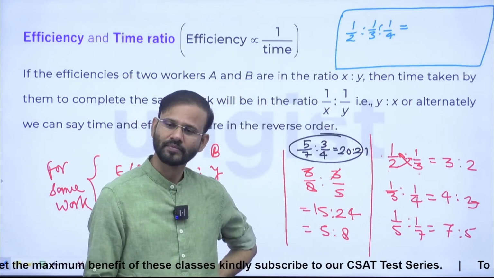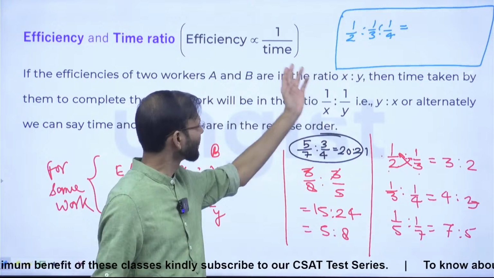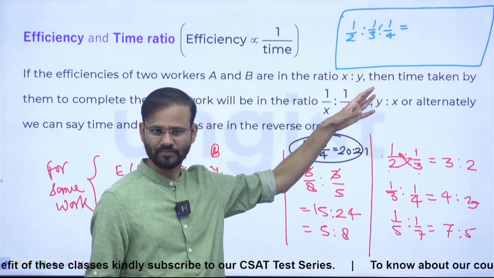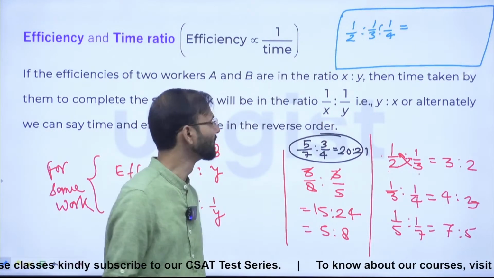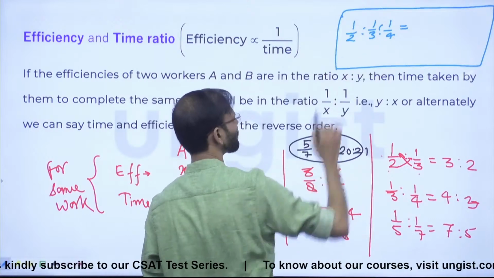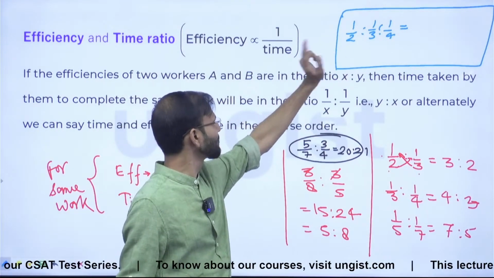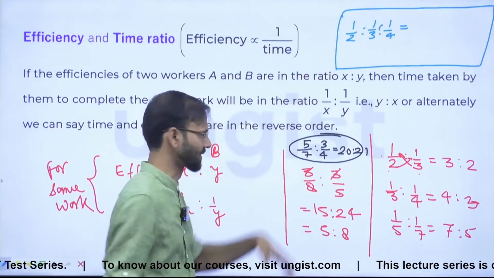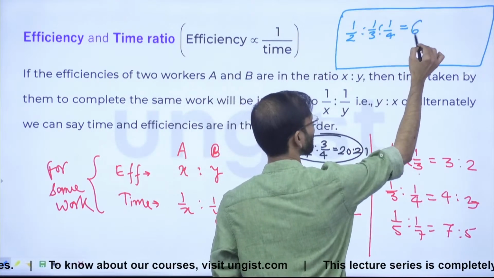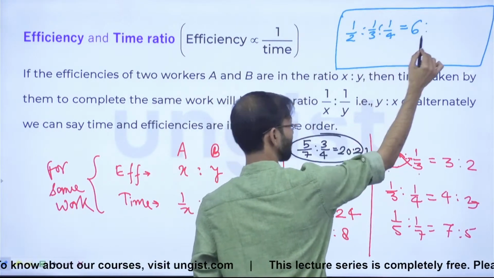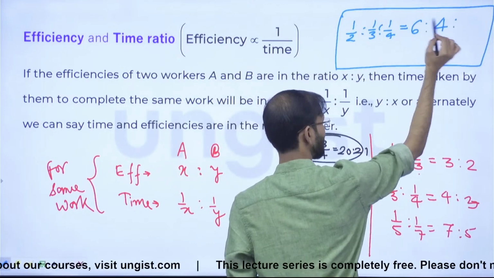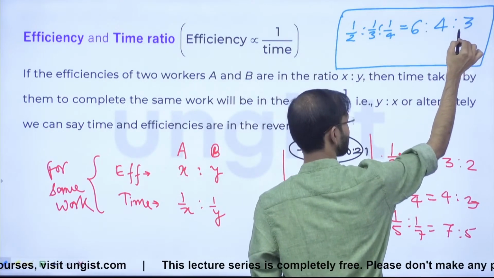Then the simple process is just to take the LCM and multiply with this. Correct, everyone? Right? So now the LCM of 2, 3, 4 is what? 12. So if you multiply this number with 12, what are you going to get? 6. Okay. And if you multiply this number with 12, what are you going to get? 4. If you multiply this number with 12, you are going to get 3.